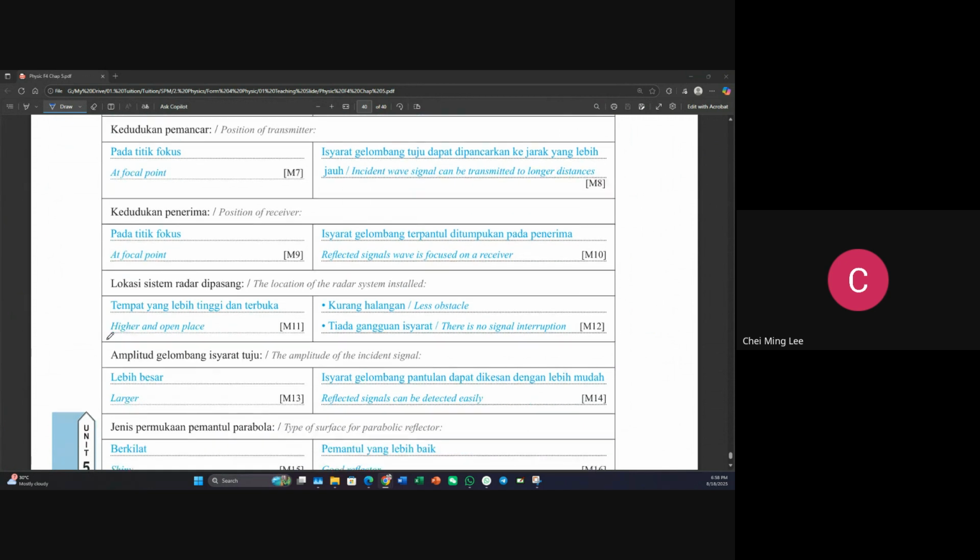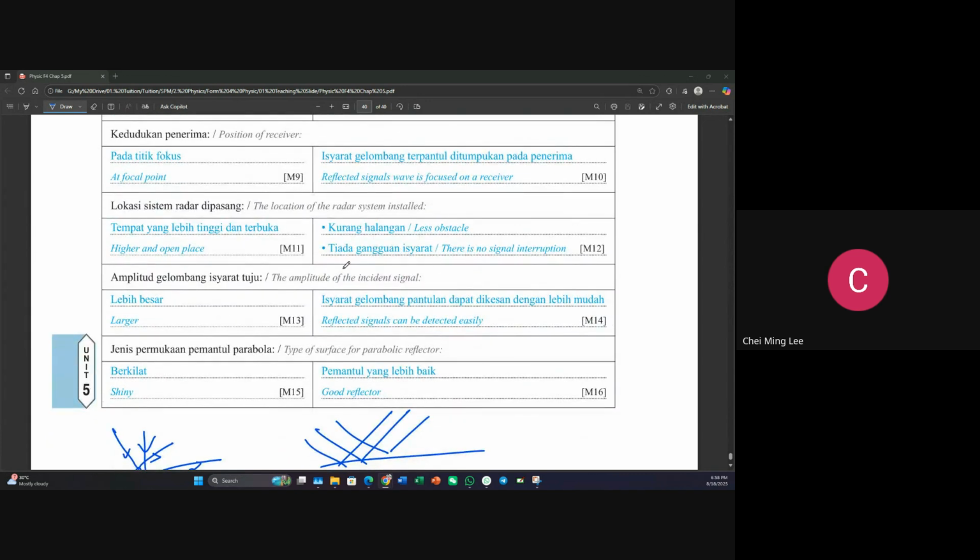Okay, so next, they need a higher and open place because there are fewer obstacles and no signal interruption. Now, the amplitude of the incident signal, the one from the plane, must be larger so that the reflected signal can be detected easily. And the surface must be shiny or smooth so that it can become a good reflector.